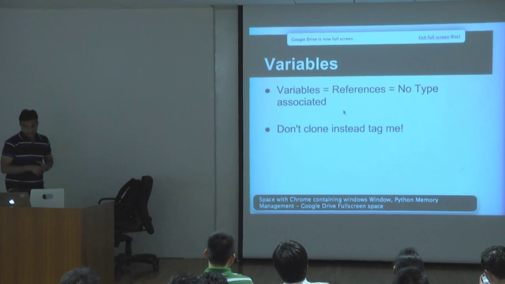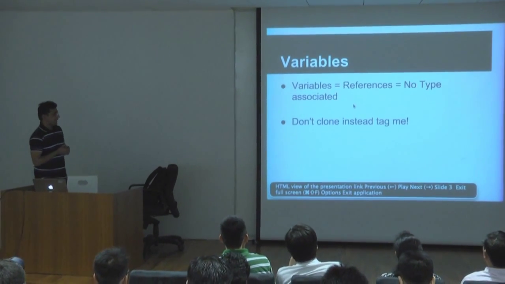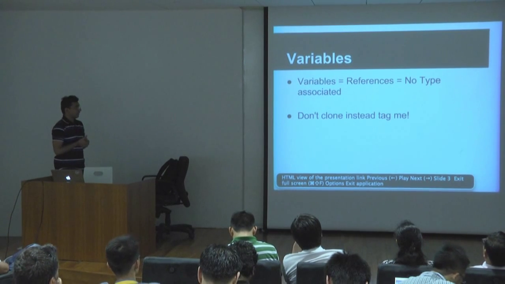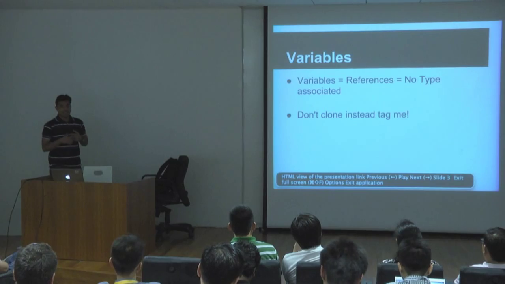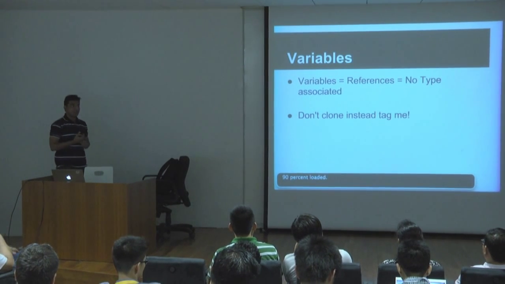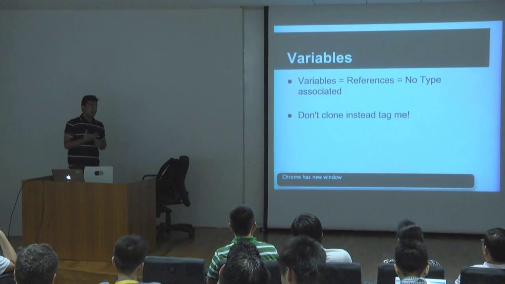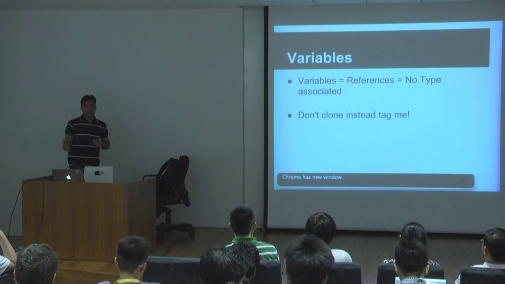So this just says it's a reference, no type is associated with that, and it's just a fancy line there that says don't clone me, instead tag me. I mean, it's just a variable that says okay, if you have the same value, they don't need to clone you and duplicate the same value and create a new memory allocation for that.